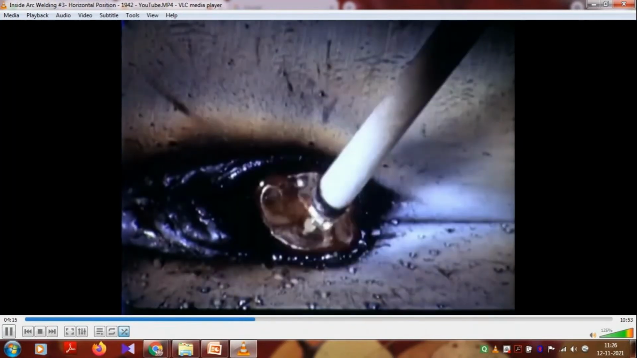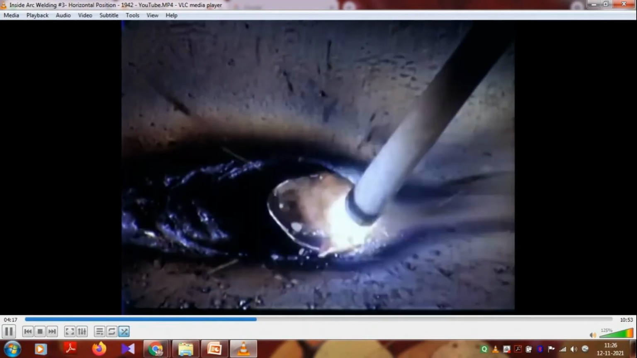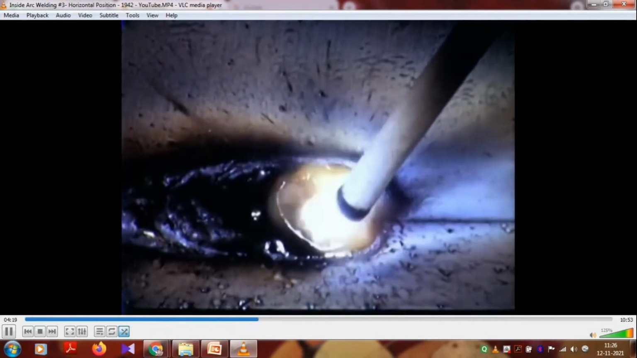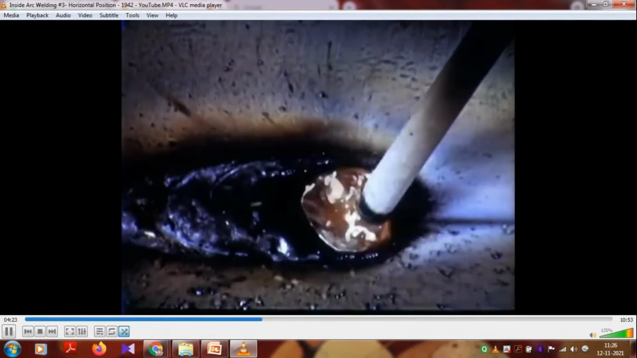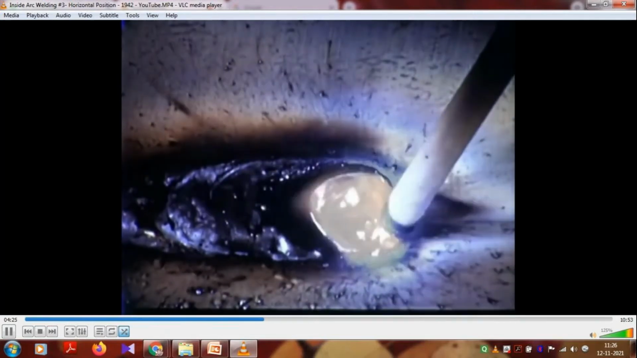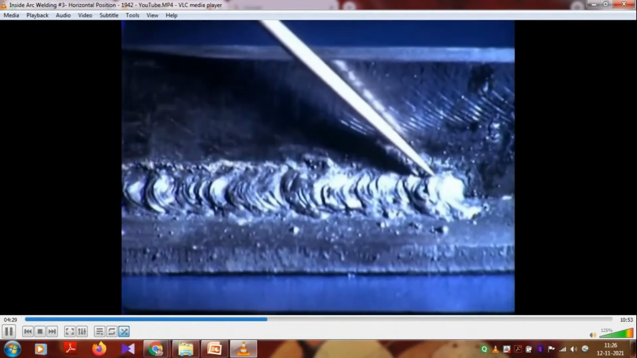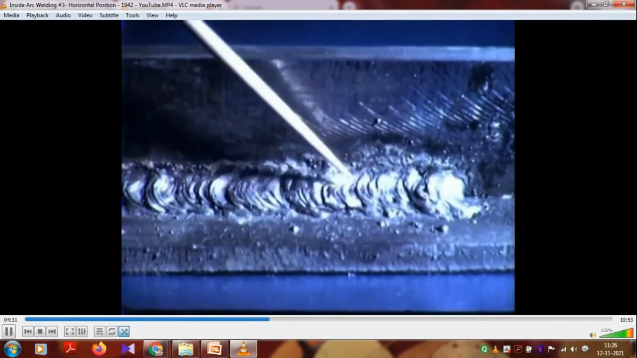If the arc is too short, it is hard to maintain a continuous molten pool, and slag and gases are likely to be trapped. The weld is irregular, with slag inclusions. Fusion is poor, especially at the root.